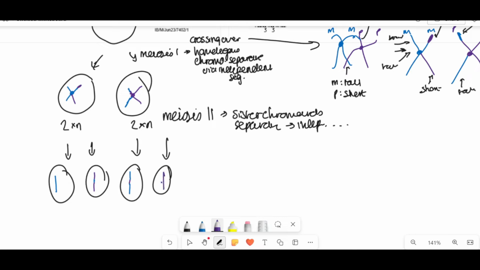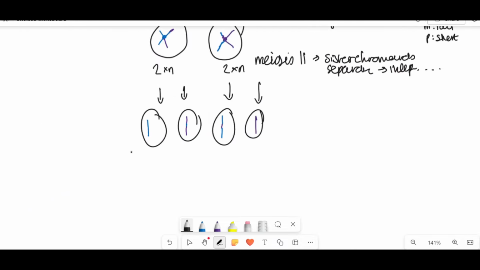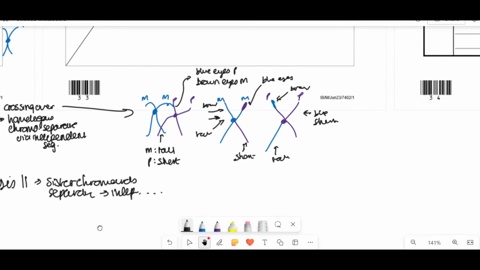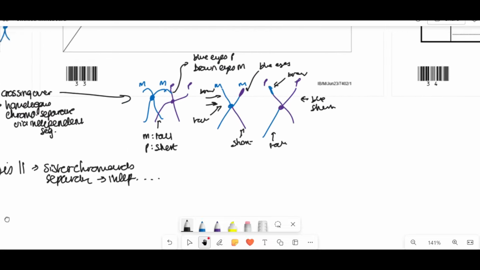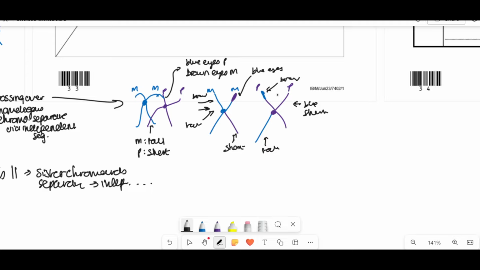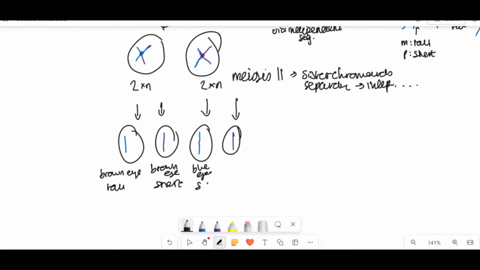So if we look at the characteristics I gave them, remember, this gamete maternally was brown-eyed and tall, right? And then paternally, what ended up happening? We have brown eye, short, right? And then maternally on this side, we ended up with blue eyes and tall. Whoops. And then here, we have blue eye and short.